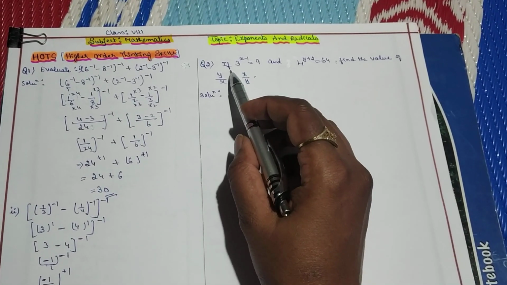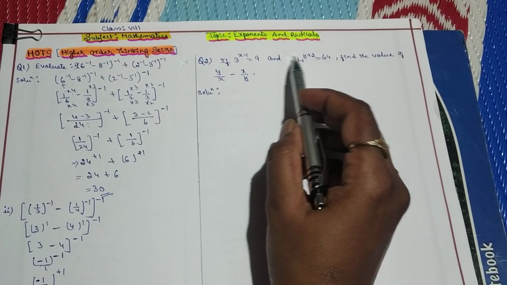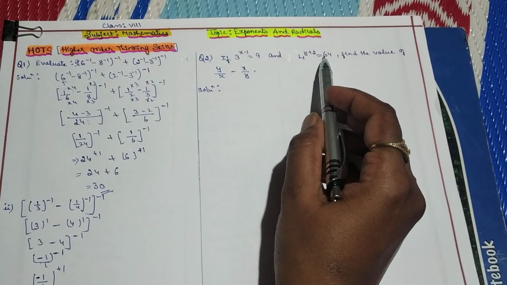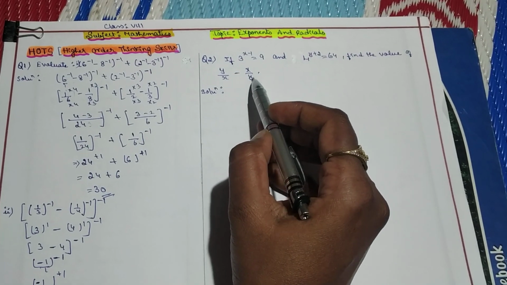Second question: if 3 to the power of x minus 1 equals 9 and 4 to the power of y plus 2 equals 64, then find the value of y by x minus x by y.